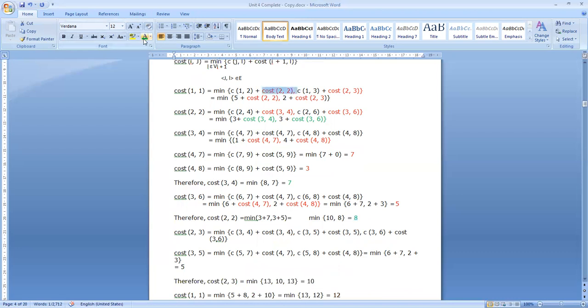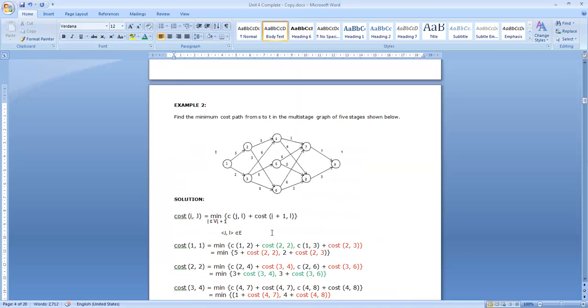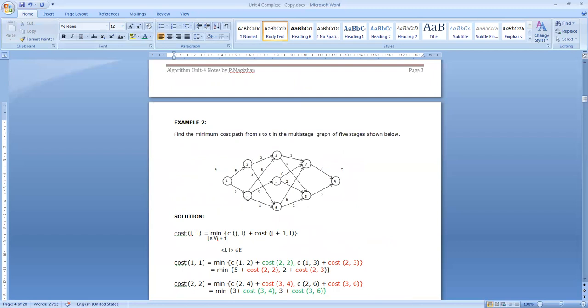This cost of 2 comma 2 is found out. Next, I have to compute cost of 2 comma 3. That is vertex 3 in the stage 2. Vertex 3 is connected with vertices 4, 5 and 6. So 3 is connected with 3 vertices.